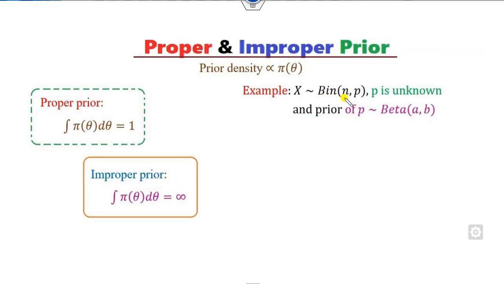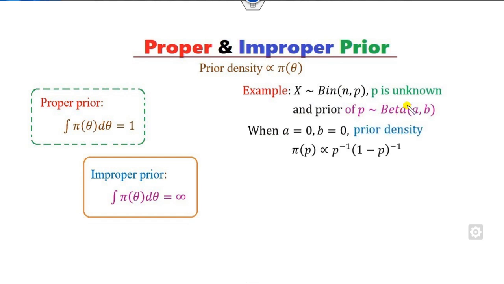Now I can give you the counterexamples for these cases. If I consider X as binomial distribution, with beta prior, and if I consider a and b are 0, so my pi is this. Now can you think about this? If you integrate them, 1 over p(1 minus p), where p is from 0 to 1, can you see what that is? Is the integration 1?